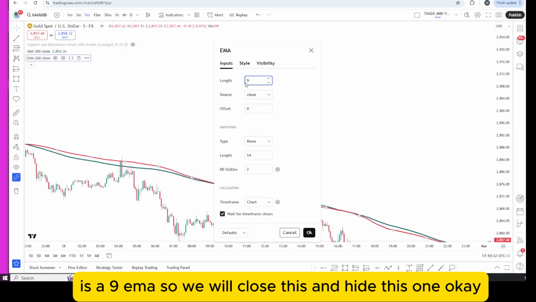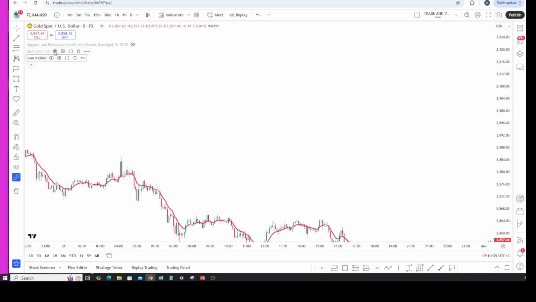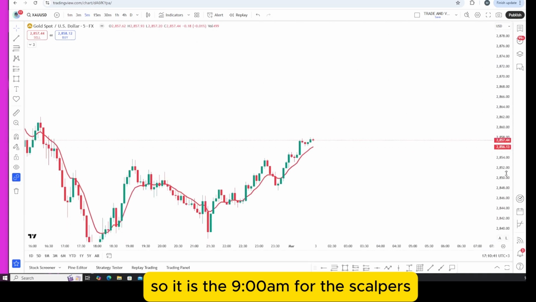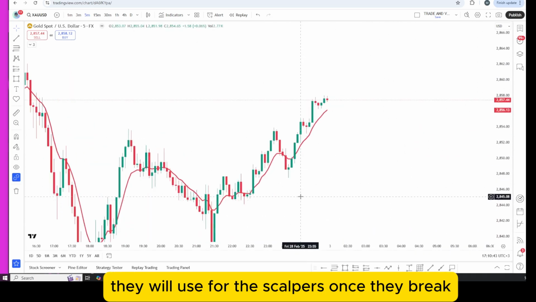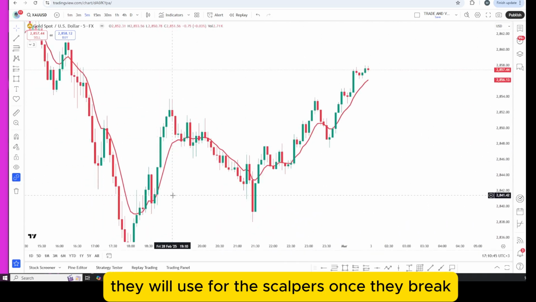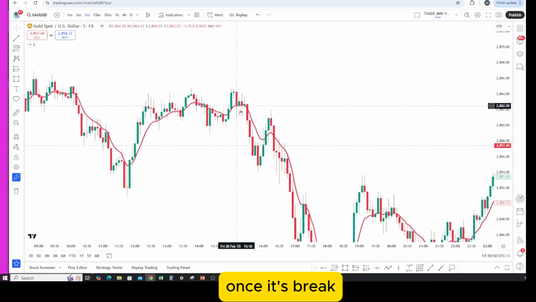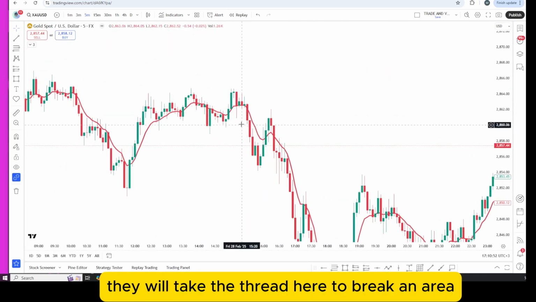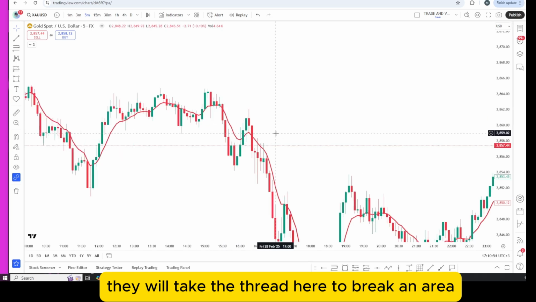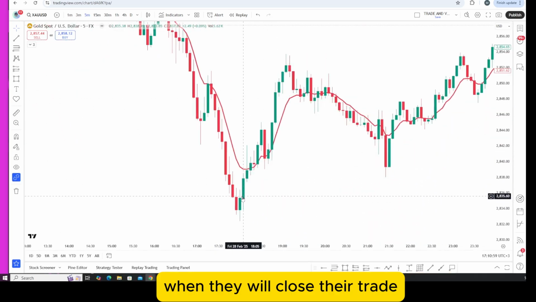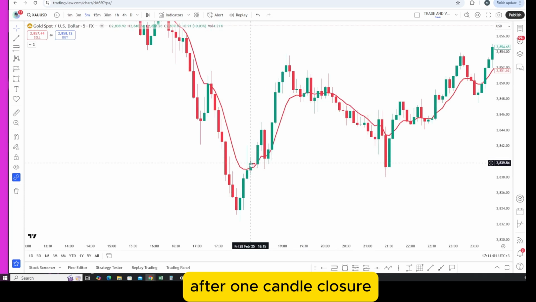This is the 9 EMA. I will close the SMA and hide it. So it is the 9 EMA for the scalpers. Once price breaks, they will retest and take the trade like you see here. Once it breaks, they take the trade at the break area, then continue until here, when they will close their trade after one candle closure.